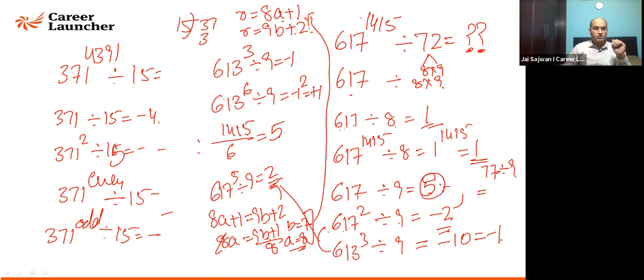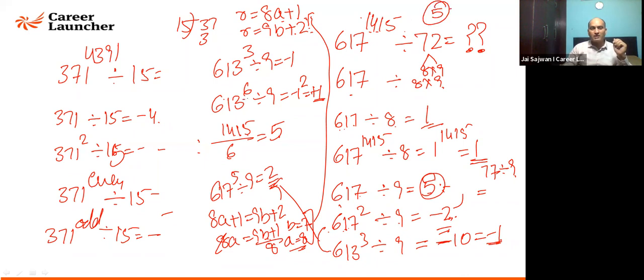I square it, 5 squared is 25, sorry, minus 2 is the remainder. I multiply both of these values, remainder is minus 10. 10 divided by 9, remainder is 1, so remainder is minus 1. I square this, remainder is plus 1. So I divide power 1415 by 6. What is my remainder? When I divide power 1415 by 6, 6 2s are 12, 21, 6 3s are 18. Remainder is coming out to be 5.